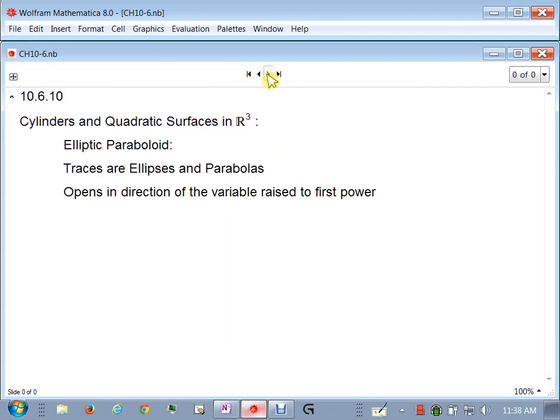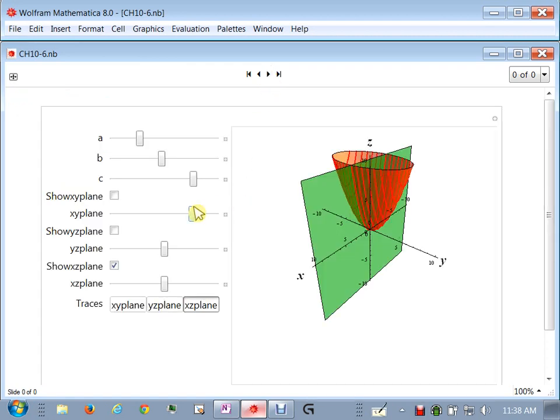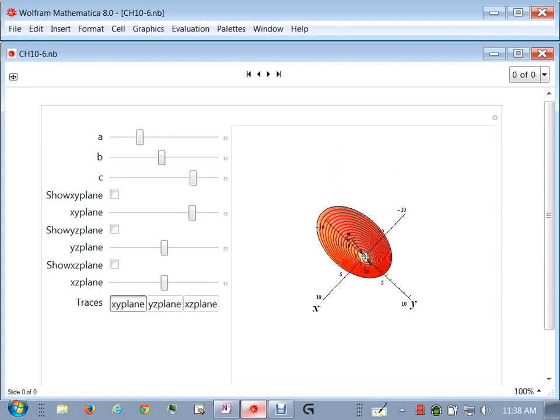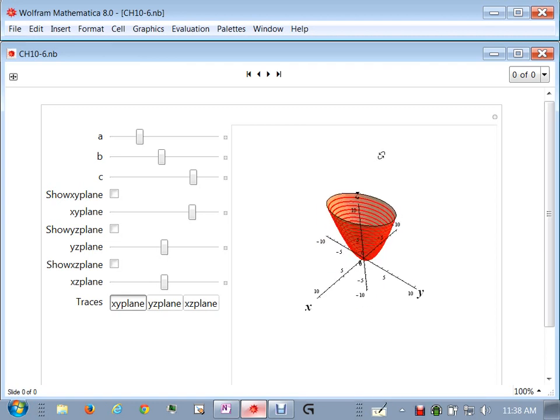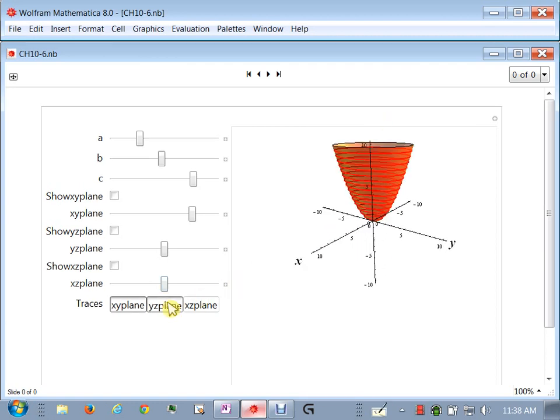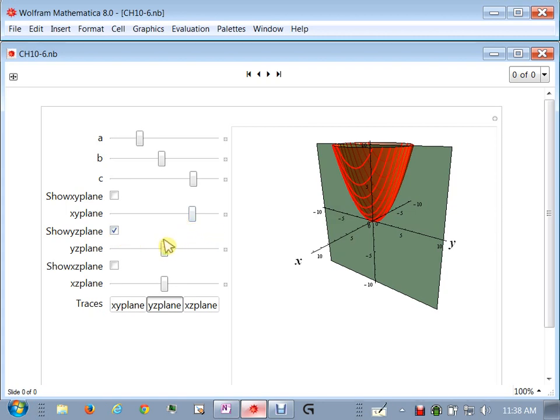Now, elliptic paraboloids. Traces are ellipses and parabolas. So here's your elliptic paraboloid. It's like a bowl, kind of. If I slice it with XY planes, I'm getting what? What are those red things here? They look like ellipses, right? Ellipses, if I look from the top. Now, if I cut it with this YZ plane, what do those look like? Yeah. I'm bringing this out a little bit the other way.